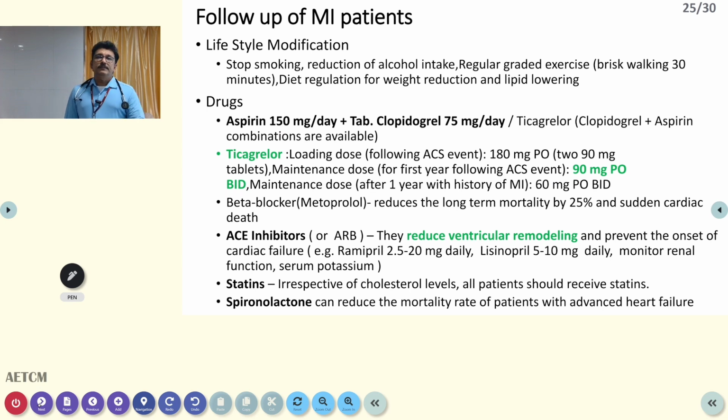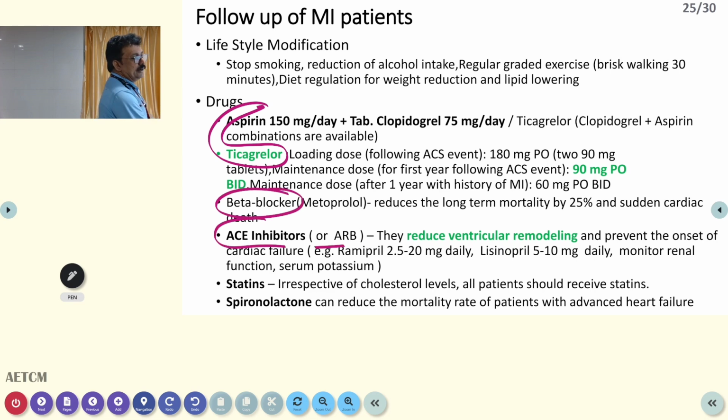Now, follow up in the patients. All patients should be started with aspirin, ticagrelor combinations, and you have to give beta blocker. That already discussed. Beta blocker should be given. ACE inhibitors are very important to reduce the ventricular remodeling.